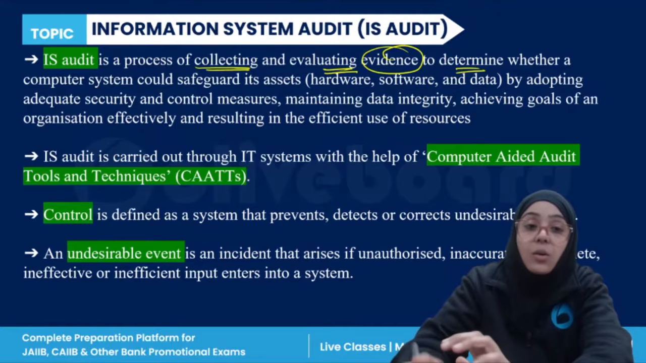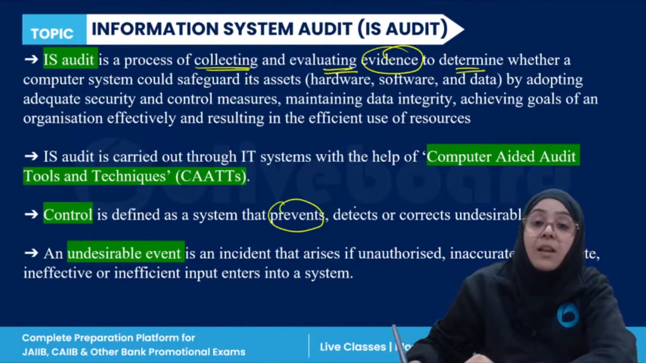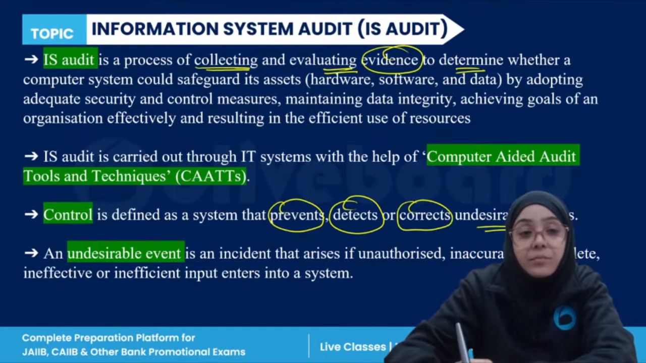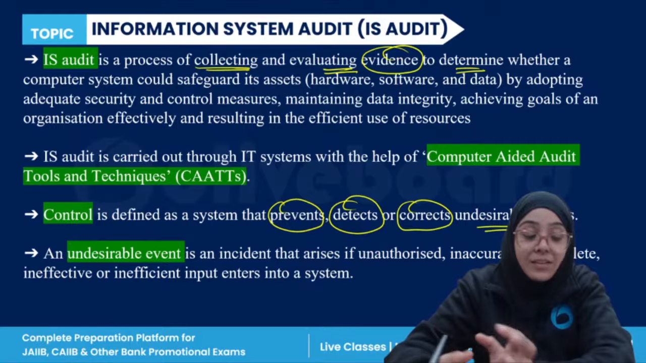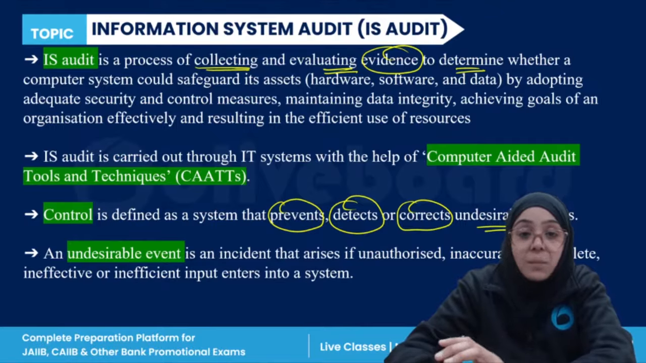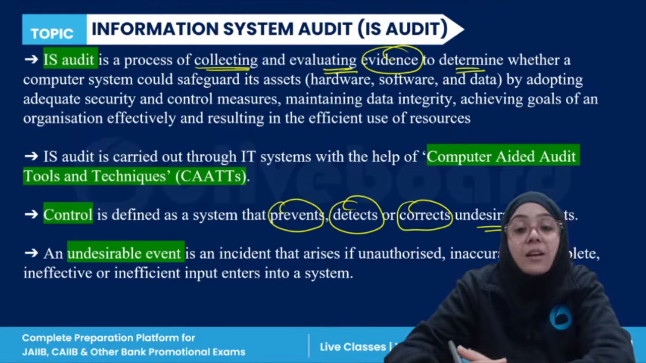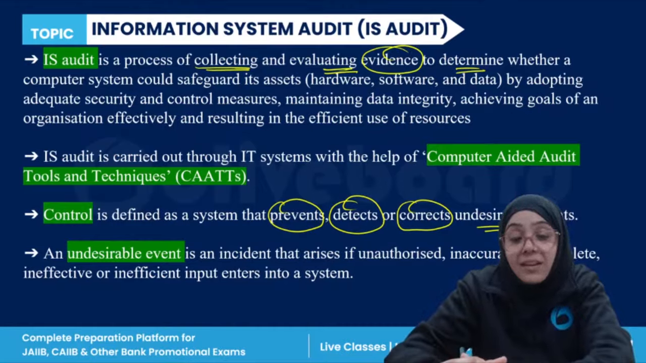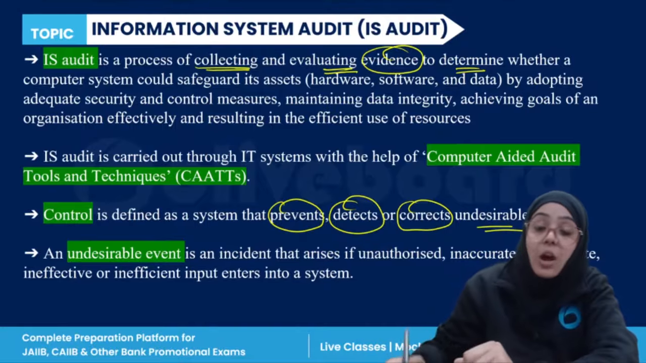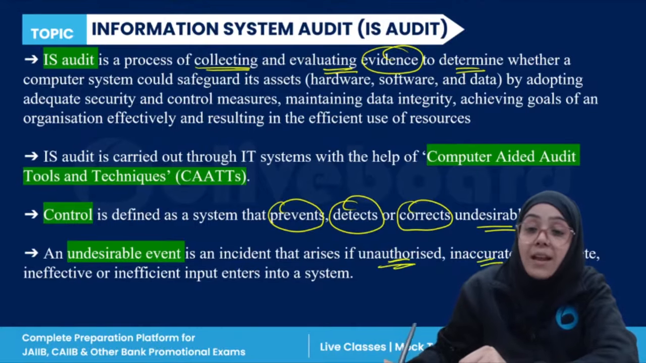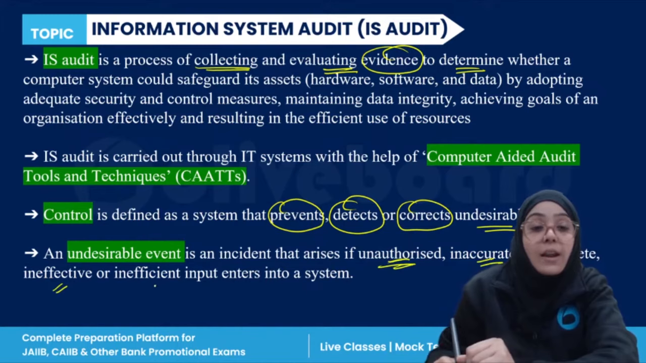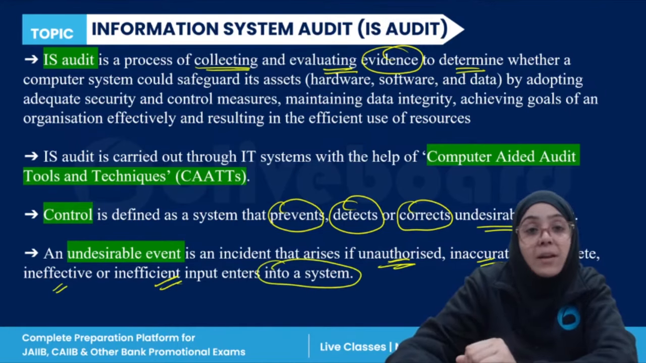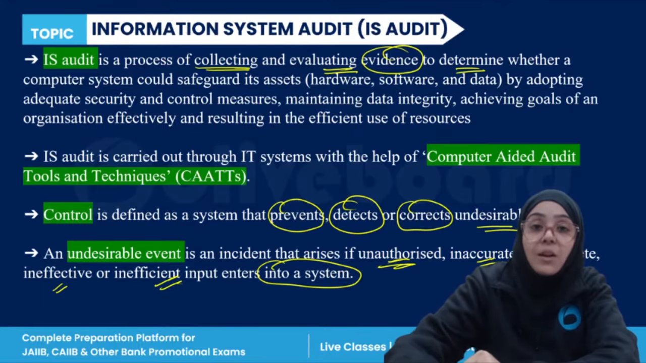Right now, control is a system that prevents, detects, and corrects undesirable events. Control is defined as a system that prevents, protects, and controls the undesirable event. An undesirable event is an incident that arises if there are unauthorized, inaccurate, incomplete, ineffective, or inefficient inputs that enter into a system. Right? So this is the information system audit.